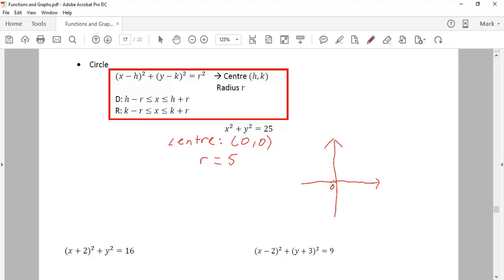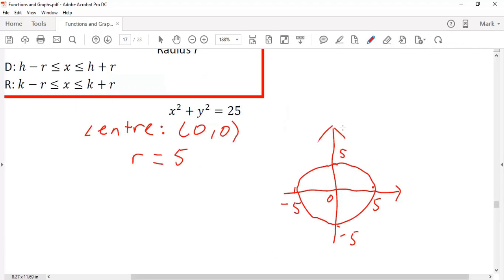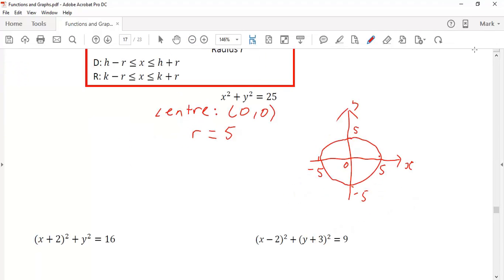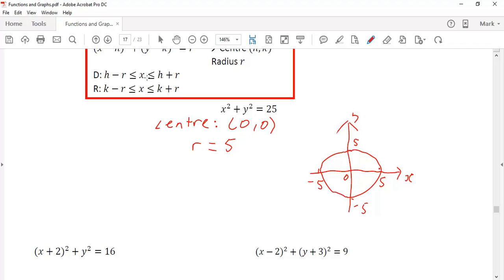So we know it's going to go out to the right by 5, left by 5, and then up and down by 5 from the center. So pretty much that makes our circle. So once we have the graph, it's actually easier to see the domain and range. So what this means is domain is pretty much from wherever the center is.